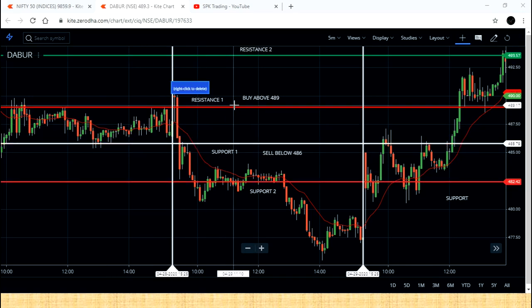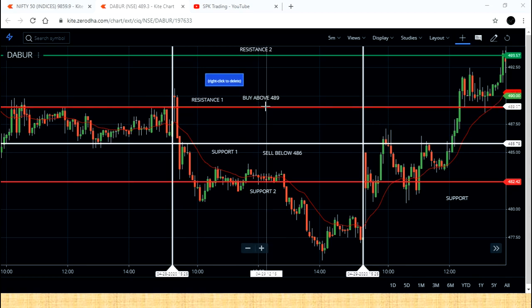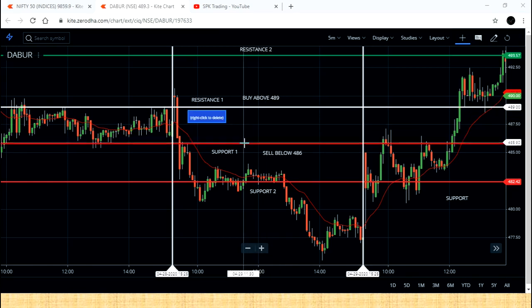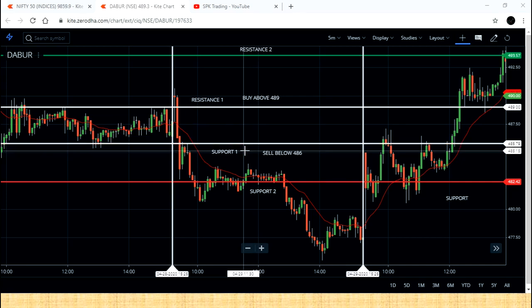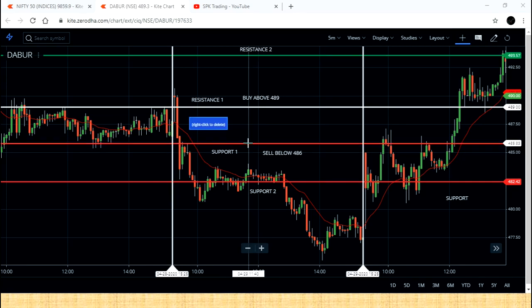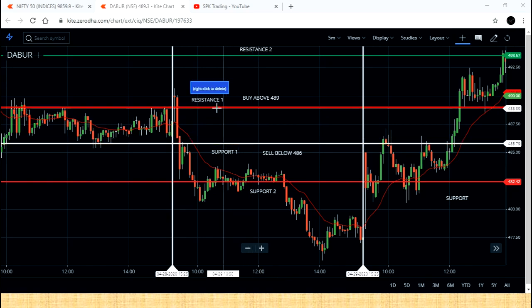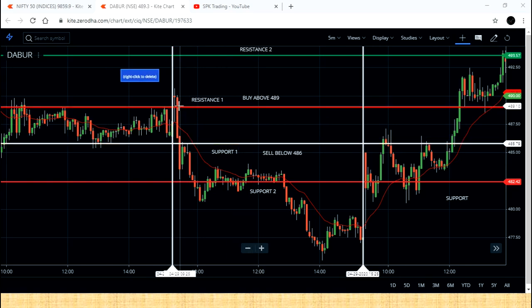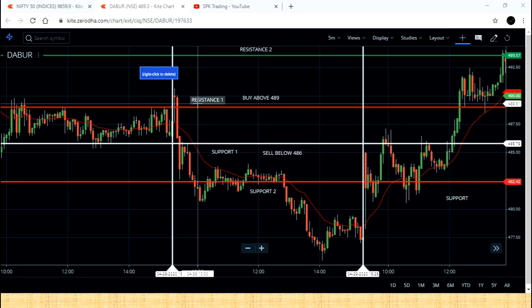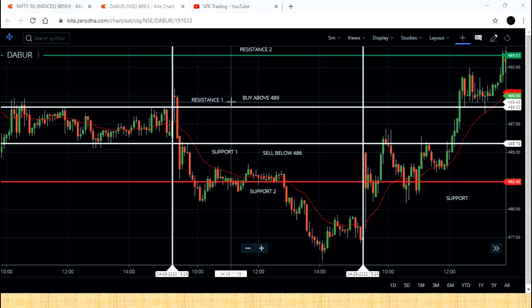If any 5 minutes candle closes above resistance one, I'll take the buy entry. That is my trading strategy. And if any 5 minutes candle closes below support one, then I'll take a sell entry. So you can see in the morning, after 9:30 only we'll take the entry, but up to 9:30 there is no 5 minutes candle close above the resistance one, so there is no chance.